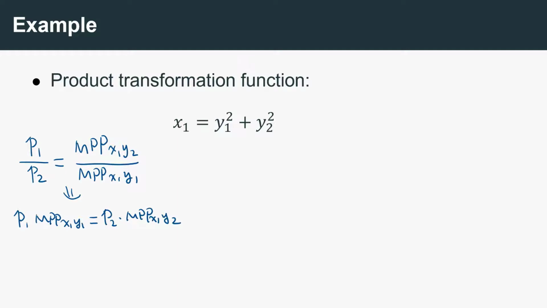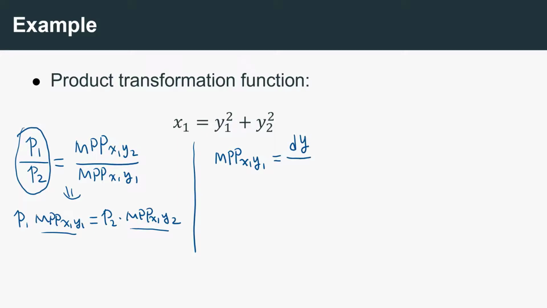So those two conditions are equivalent, and once you have that condition, then usually if this is an assignment question or an exam question, I will give you P1 over P2. So that information will be given. What you have to find out are those two expressions. What's the MPP x1 y1? The definition of MPP is the derivative of the output with respect to the input. So it is the marginal physical product.